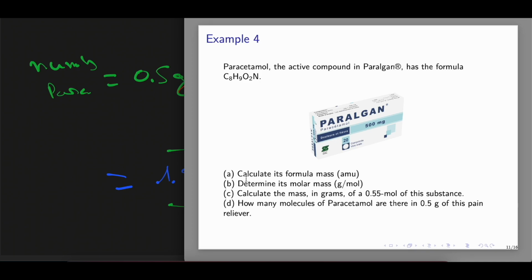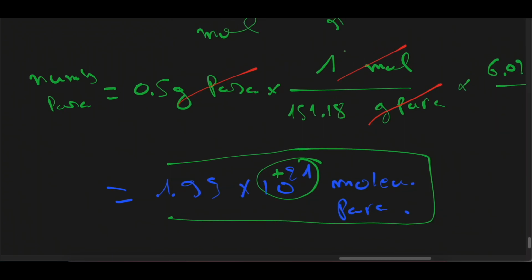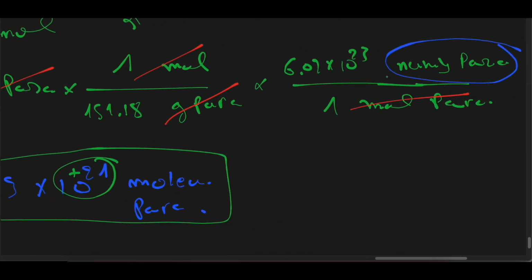So from this exercise we could determine the formula mass, and from the formula mass we can easily determine the molar mass, because they are numerically related. After that, we determined the grams that correspond to a number of moles using the molar mass, and at the end we use the mass in grams and determine the number of molecules by using 2 conversion factors that are the molar mass and the Avogadro's number.